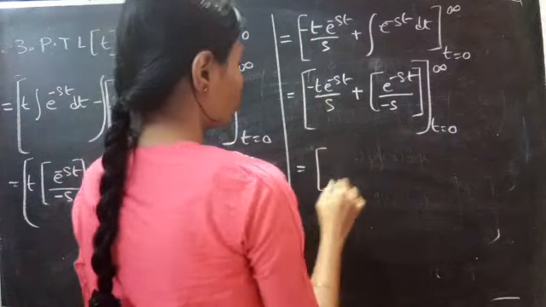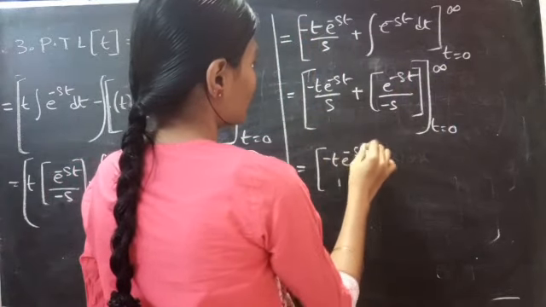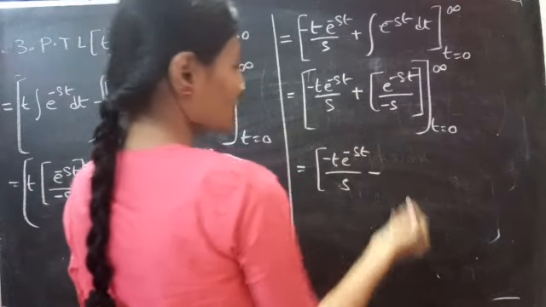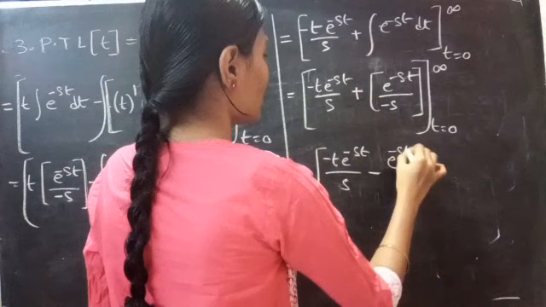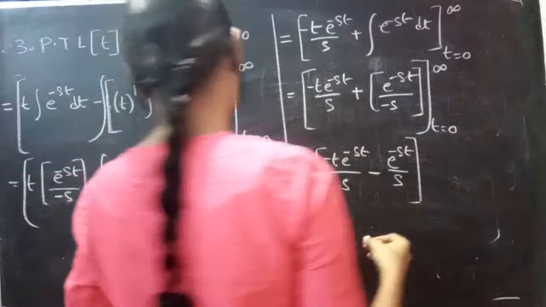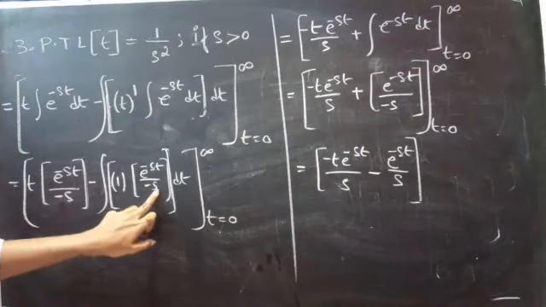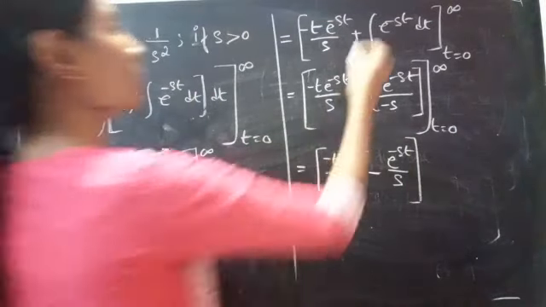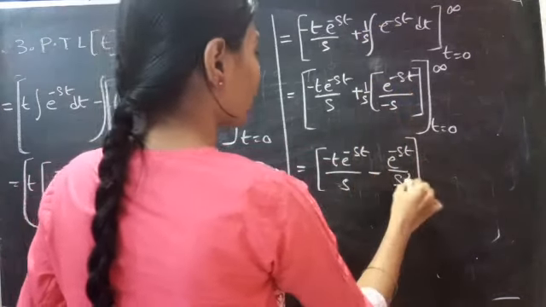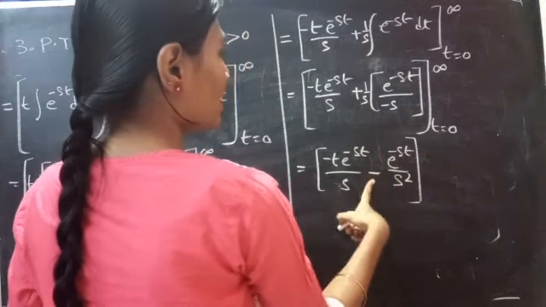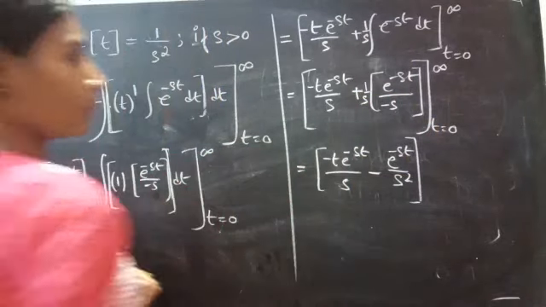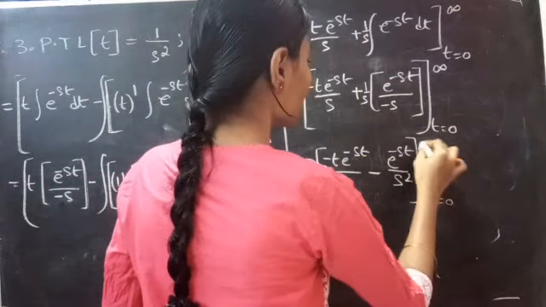So this equals minus t into e power minus st by s. Minus into plus is minus, into e power minus st by s, since you are having s here, right? So you'll write 1 by s. Then you'll get minus into plus, minus into 1 by s square into e power minus st, for the limits t equals 0 to infinity.